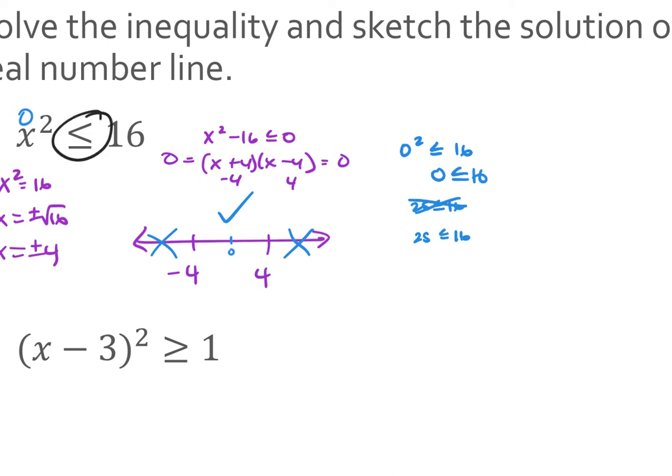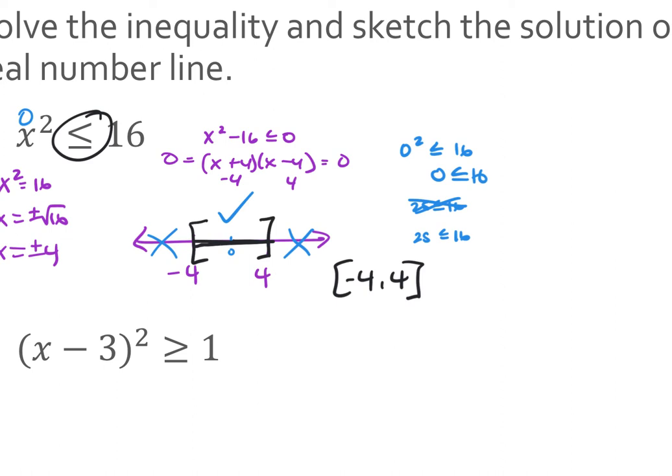This is an or equals, so it gets a bracket on those two zeros, and then I would shade in between. So -4 to 4 would all be solutions that would work in this inequality. You don't have to bring it over, right? You can just solve it like equal. Correct, like when you change the sign or anything.